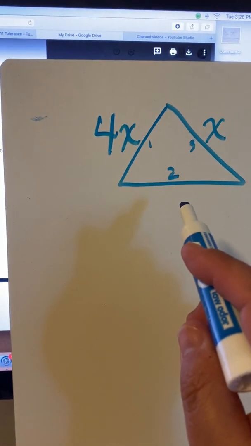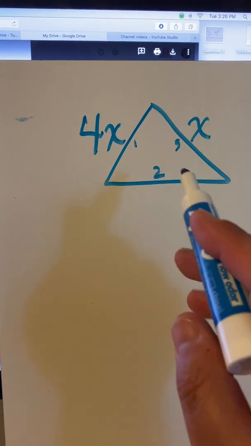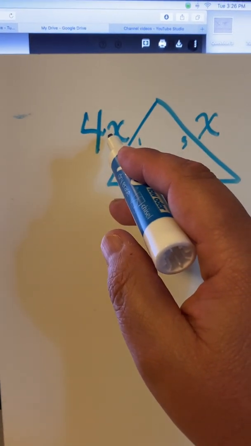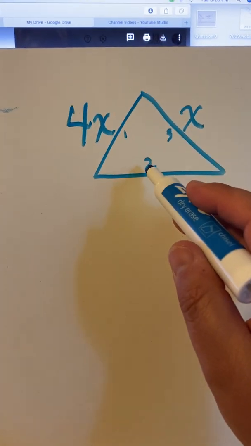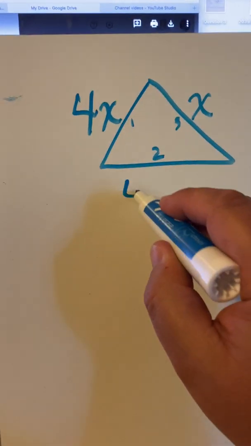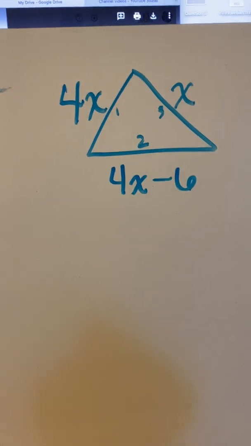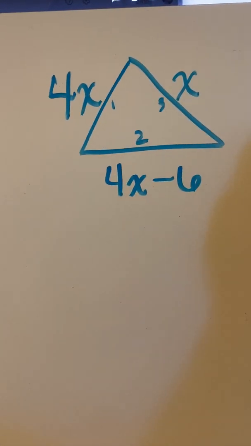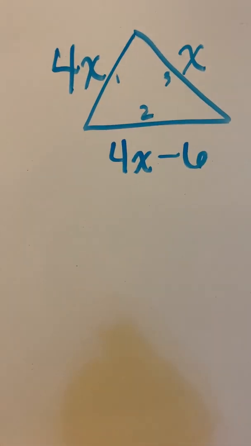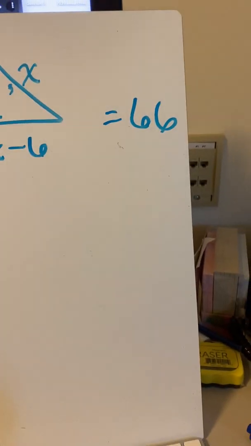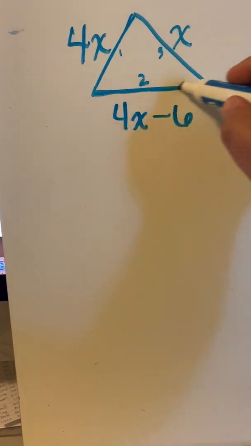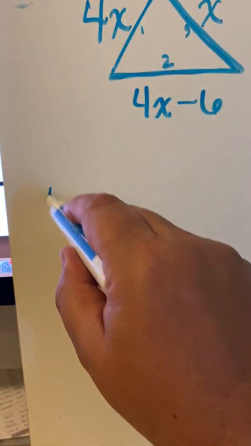And that the second side of the triangle is 6 less than the first. Okay, 6 less than the first. How do I write 6 less than this? 4x minus 6. They tell us that the perimeter of that is equal to 66 units, feet, whatever. It's equal to 66. Perimeter is this plus this plus this.